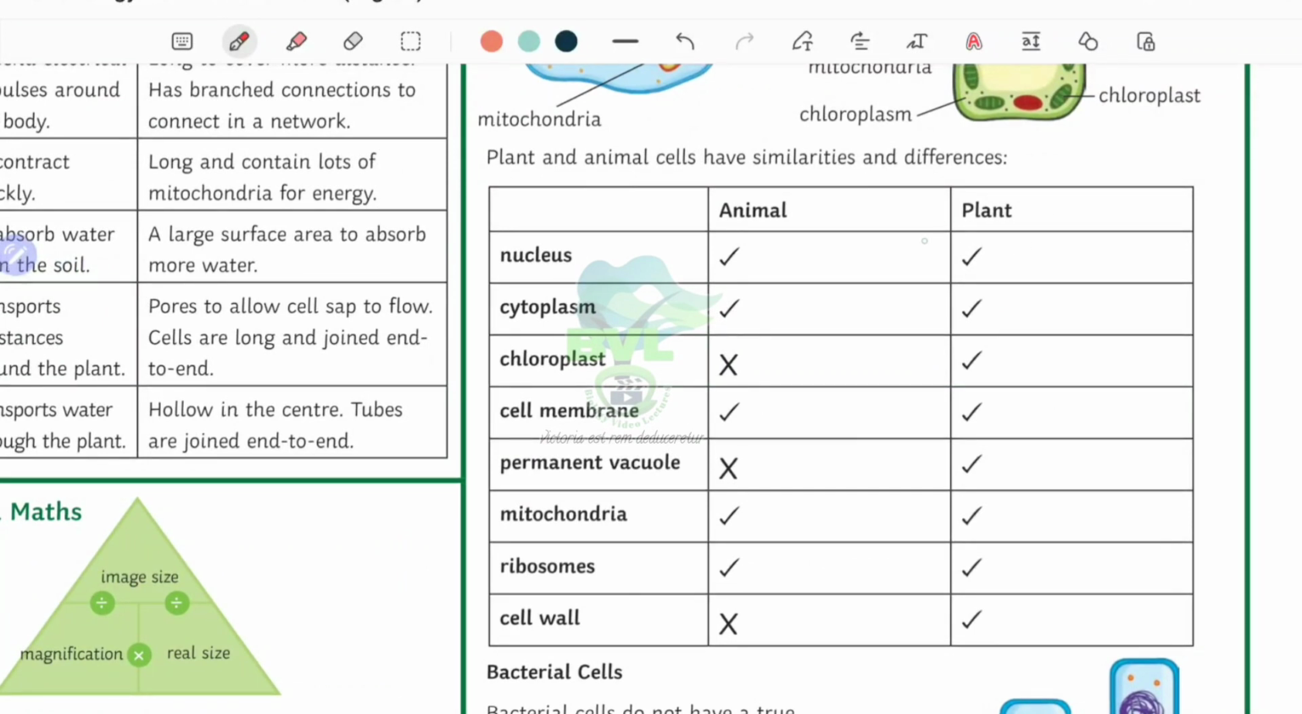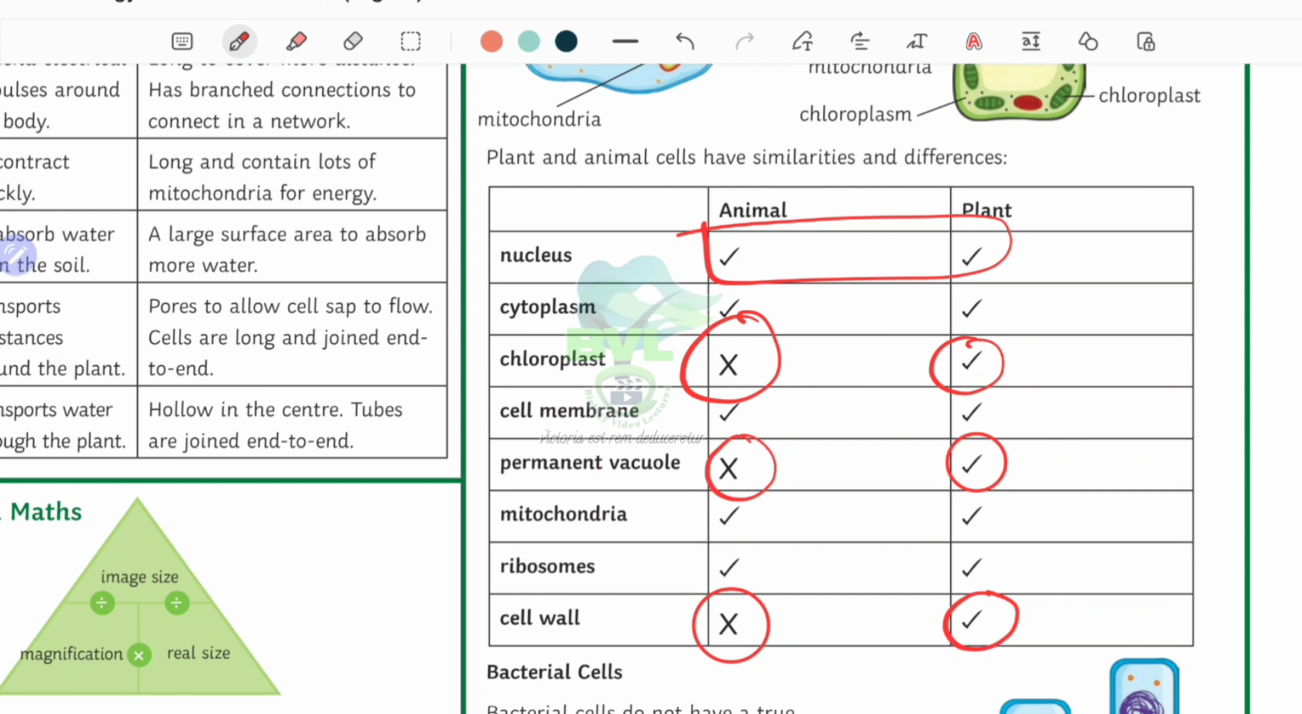So you can see the things they have in common, which is the ones with the two ticks. But pay attention to the fact that animal cells don't have chloroplast. Plant cell does. Animal cells don't have permanent vacuole. Plant cell does. Animal cells don't have cell wall, and plant cell does. So this is something you don't forget.